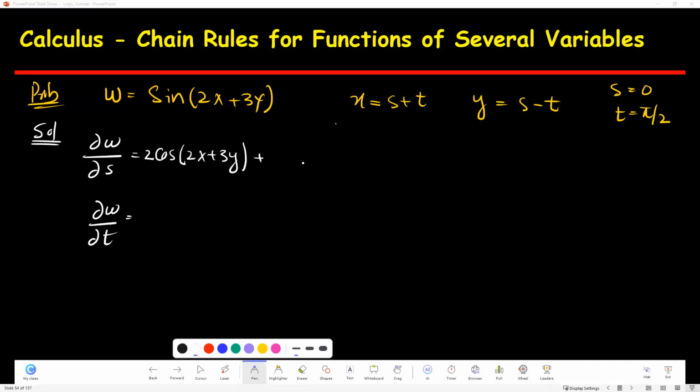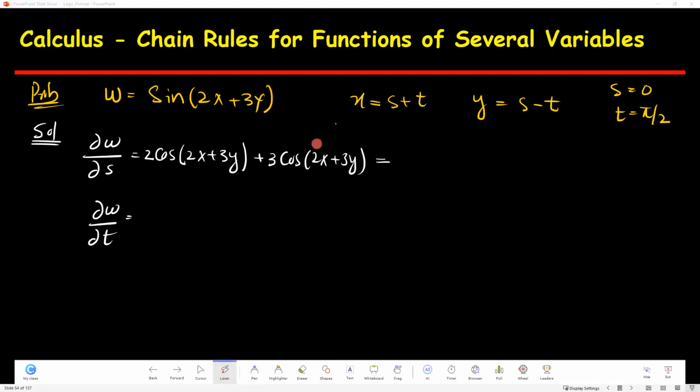Plus, I'm going to do dw over dy this time. So it's again cos of 2x plus 3y, and I take the derivative of the angle with respect to y, so the answer will be 3. Since I have two of the same angle, cos 2x plus 3y, one with a 2 and one with a 3, I can add them together and say it's 5 cos 2x plus 3y.